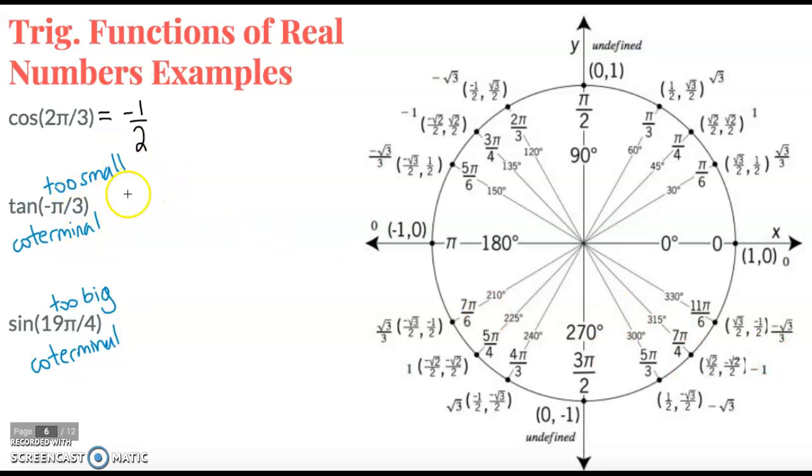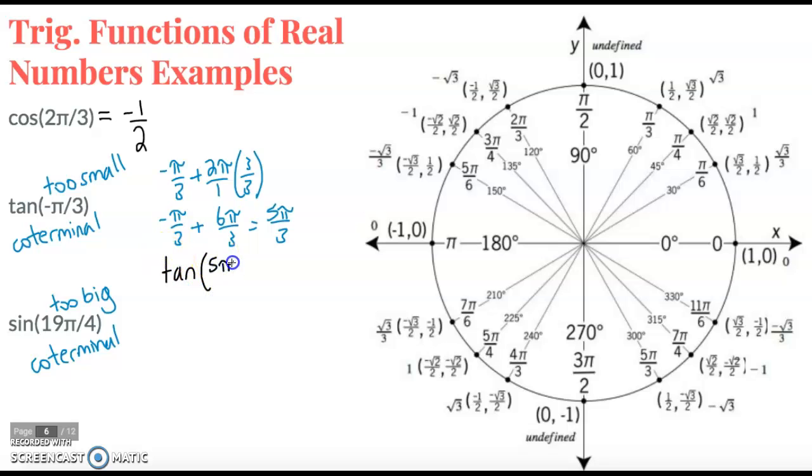And so to do that, I'm going to take my -pi over 3 and add a full circle to it because it's too small. Make sure you get those common denominators before you actually add them together. So then -pi over 3 plus 6 pi over 3 equals 5 pi over 3. Oops, I'm going to write it up here. So then really in this problem, I'm not finding tangent of -pi over 3, I'm finding tangent of 5 pi over 3, which according to my unit circle is -square root of 3. So we're done with that problem.